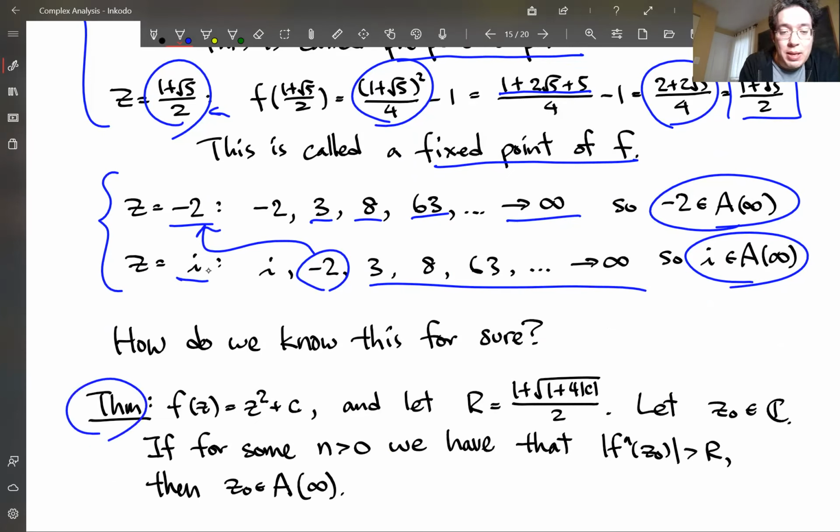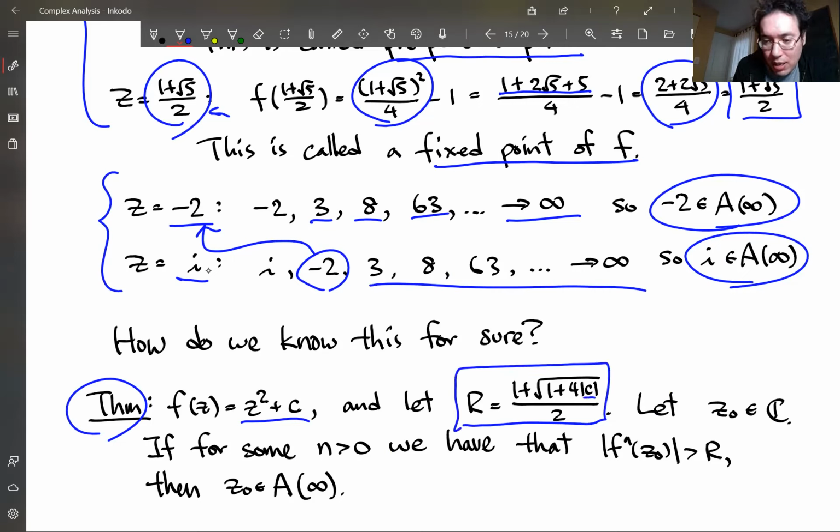Here's a theorem. If you have a quadratic z squared plus c, and this particular radius r that depends on c, note that the modulus of c appears there. Let's pick a starting point z naught. If for some iterate number n, the modulus is bigger than r, then that's the point of no return. After that point, it's going to be approaching infinity.